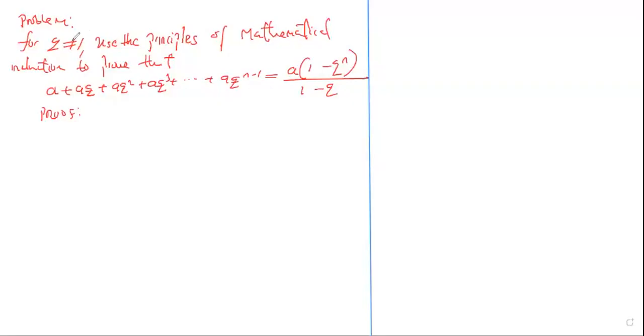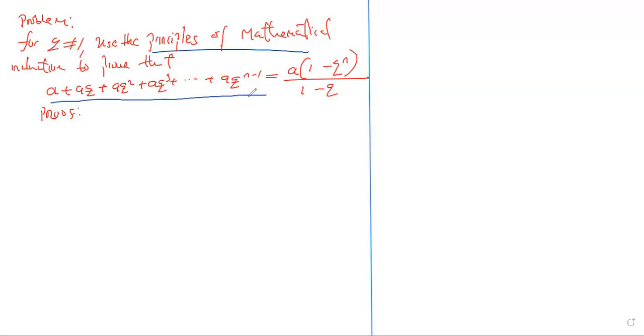Hello, welcome. In this video, we are going to prove that for Q not being equal to 1, we are required to use the principles of mathematical induction to prove that the sum of this series A plus AQ plus AQ square up until AQ to the n minus 1 is equal to A times 1 minus Q to the n over 1 minus Q.